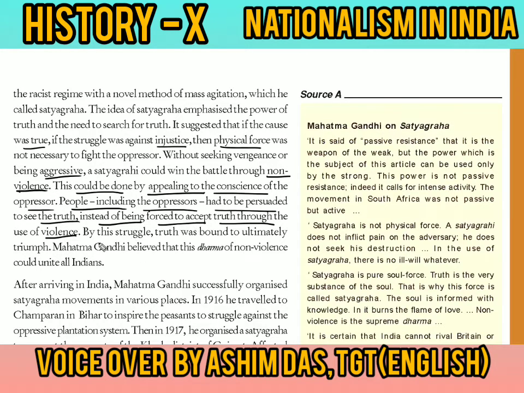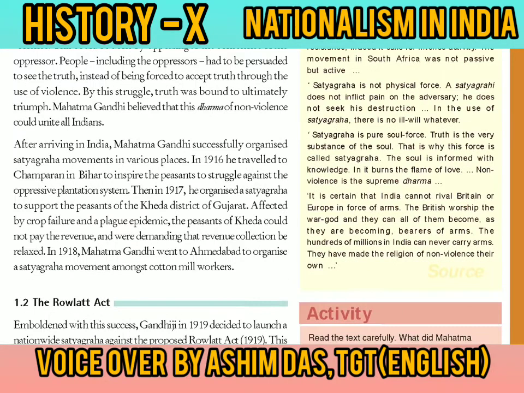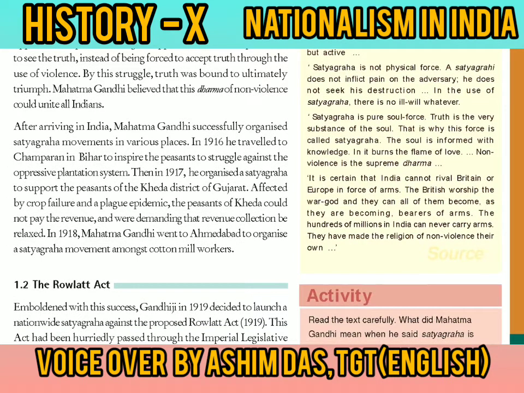People, including the oppressors, had to be persuaded to see the truth instead of being forced to accept it through violence. This struggle was a very tough one, but truth was bound to ultimately triumph. Mahatma Gandhi believed that this dharma, this non-violence, could unite all the people all over the country. After arriving in India, Mahatma Gandhi successfully organized many Satyagraha movements in various places.